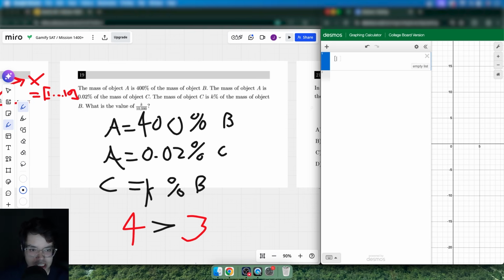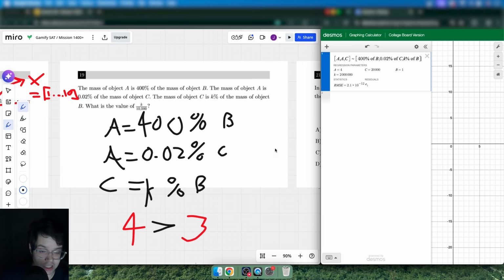So let me go ahead and put this in regression form. So you have A, and C, and then tilde, the right sides. We can just actually say here 400% of B. Yes, Desmos is amazing. You can literally just say that. You don't have to worry about anything with percentages rules. So that of C and then K% of B. This is what we get.